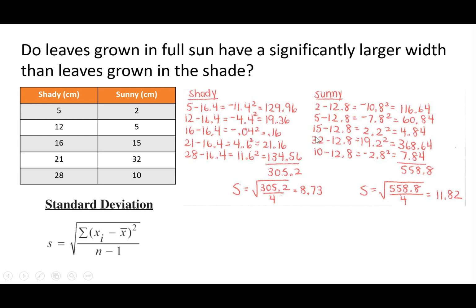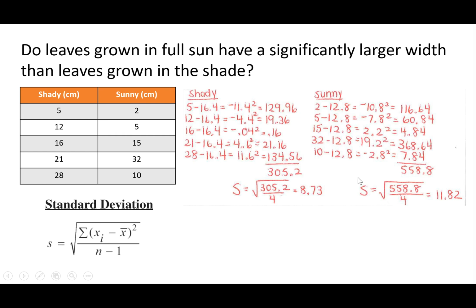I would repeat that exact same thing for the sunny leaves, starting with the first data points of 2, 5, 15, 32, and 10, subtracting the average from all those data points and squaring it. Then I sum up all of my values, divide the sum of all those deviations by the sample size minus 1, and square root it. The second data set has a standard deviation of 11.82.